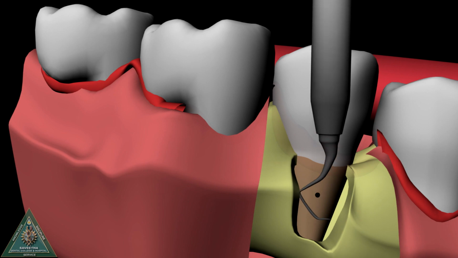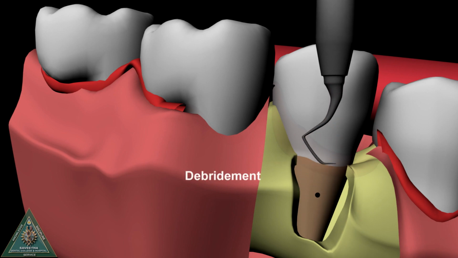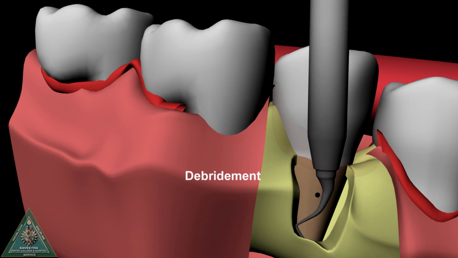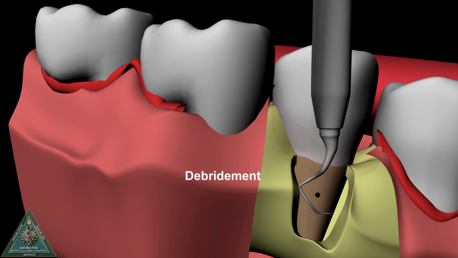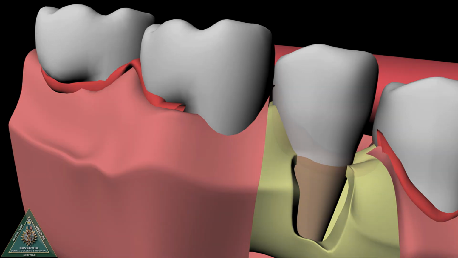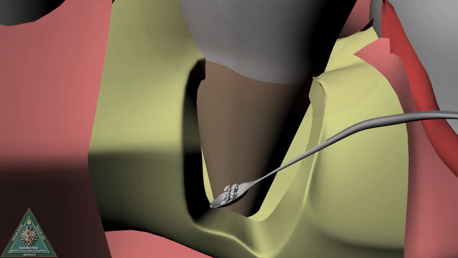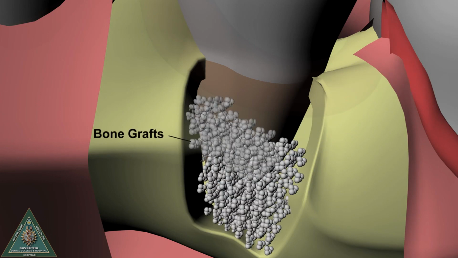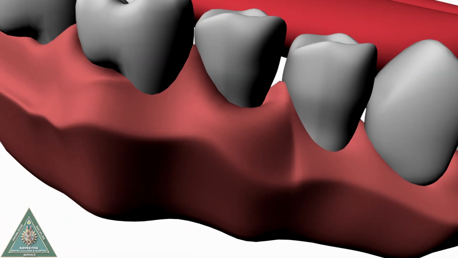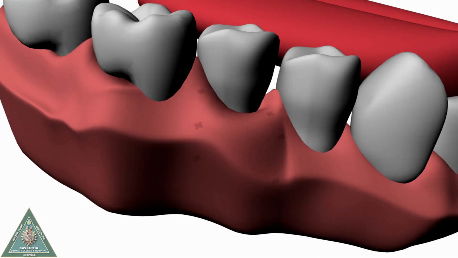After debridement, this defect shows sound bone in 3 aspects and hence is indicated for bone grafting and guided tissue regeneration, briefly referred to as GTR. Bone grafts are used to fill the osseous defects, and the GTR membrane is placed over that to facilitate regeneration. Flap is approximated and held in place with the sutures.